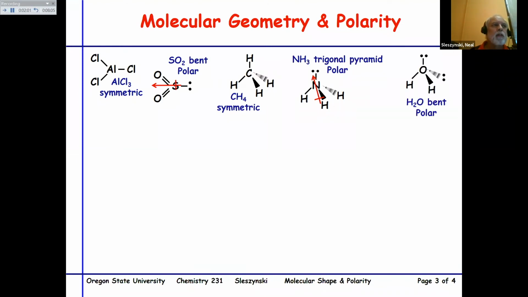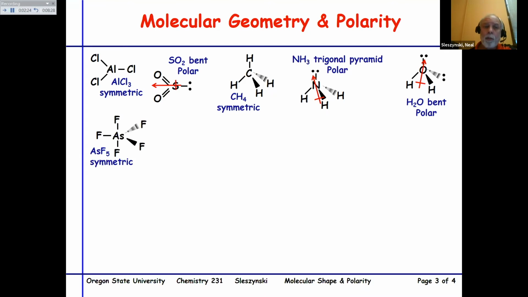And of course, if we take a look at water, we have exactly the same situation. There's a big electronegativity difference between oxygen and hydrogen, partial negative charge on the oxygen, partial positive charge on the hydrogens. The average location for the positive charge is midway between the two hydrogens, and I have a net dipole.